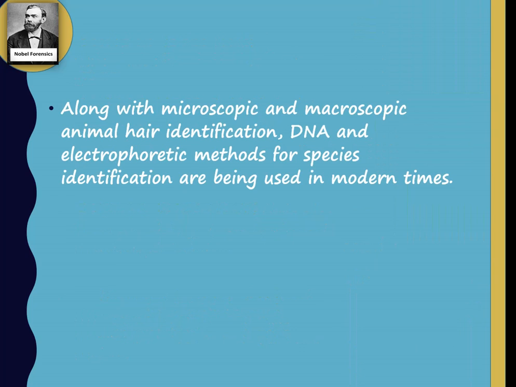Along with microscopic and macroscopic animal hair identification, DNA and electrophoretic methods for species identification are being used in modern times. Not just with the characteristics of the hair, but also with DNA and other electrophoretic methods, we can identify species and origin of species.